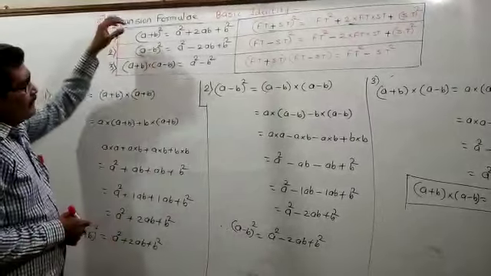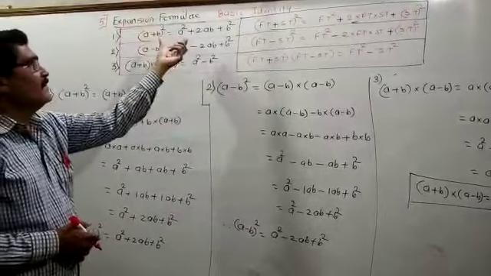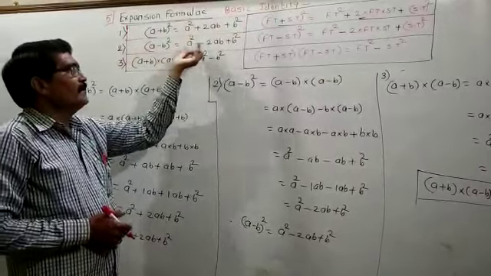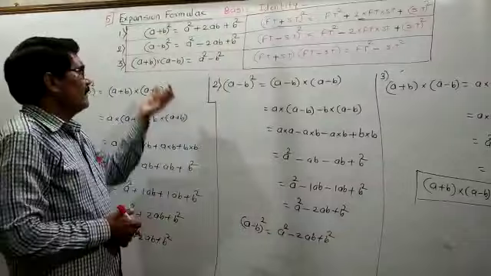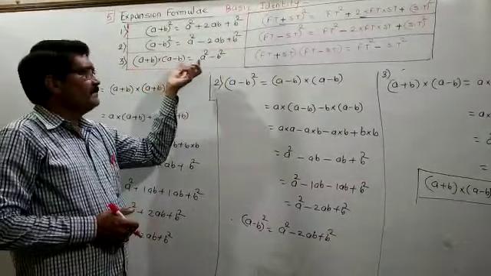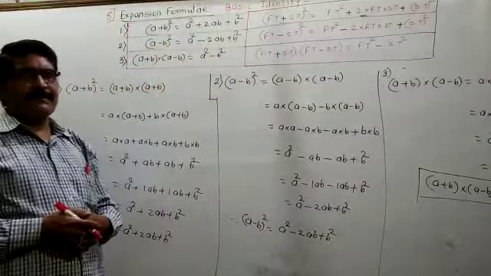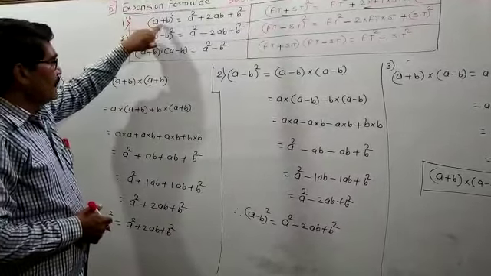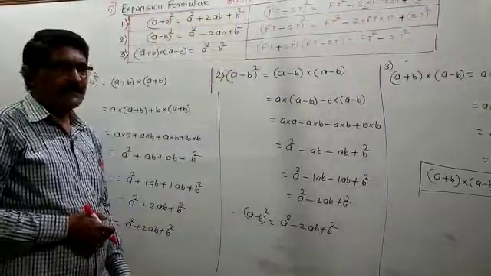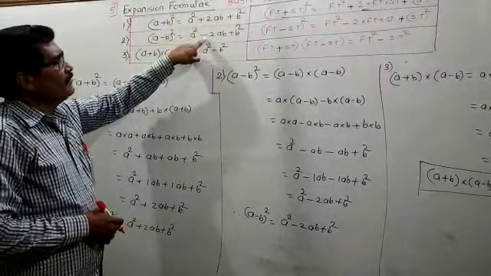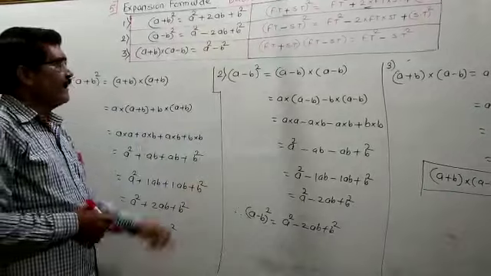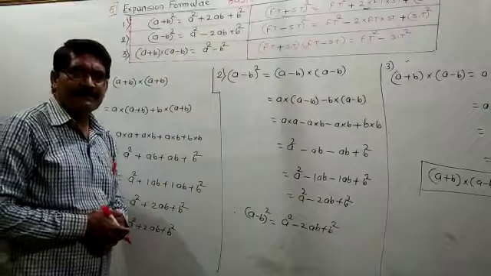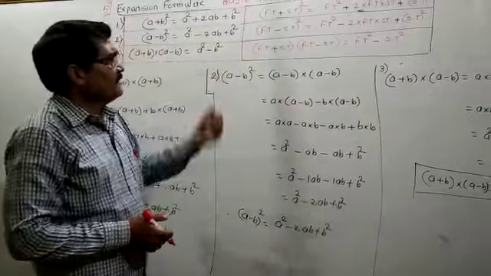Again I will explain. (a plus b) bracket square is equal to a square plus 2ab plus b square. (a minus b) bracket square is equal to a square minus 2ab plus b square. (a plus b) in one bracket multiplied by (a minus b) in another bracket is equal to a square minus b square. You only have to see the sign: here plus sign, at that time all are plus. Here minus sign, at that time here you have to give the minus, here you have to give the plus. And here (a plus b) multiplied by (a minus b) is equal to a square minus b square. These are the basic identities.